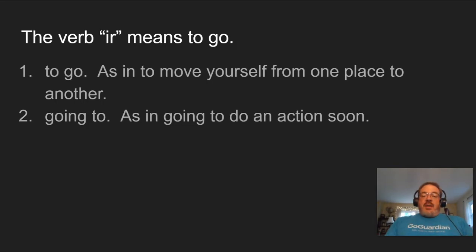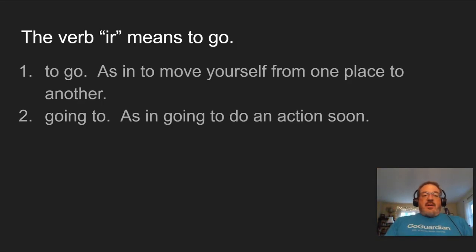Okay, the first thing I want to say is the verb ir means to go. And I think you already know that, but just in case you forgot, this is what it means. So ir is the verb to go. Number one, to go as in to go somewhere, right? To move yourself from one place to another. So, like I could say, I'm going to the store. I'm going for a walk. I am going over there. You could say stuff like that.